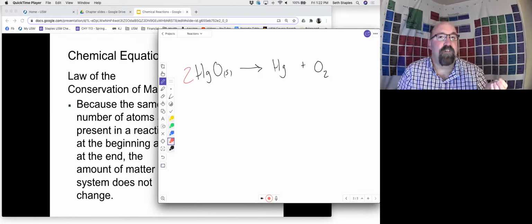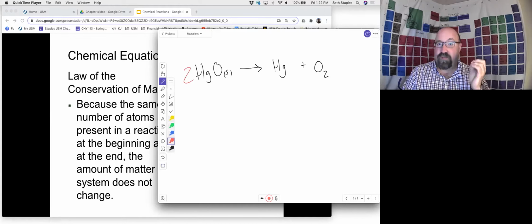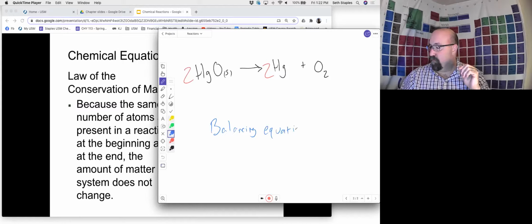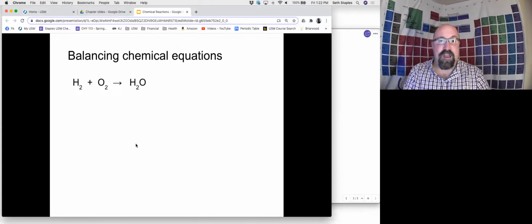Now we're starting with 2 oxygens. However, we're now starting also with 2 mercuries, but we only have 1 mercury over in our products. So what we have to do then is say that we're going to actually end up with 2 mercury atoms as well. What we've just done is known as balancing our chemical equation, one of the most basic and fundamental tools of chemistry, because it allows us to see the amounts involved in a chemical reaction that have to be present so that we don't violate the law of conservation of matter. Let's take a look at where those coefficients come from.